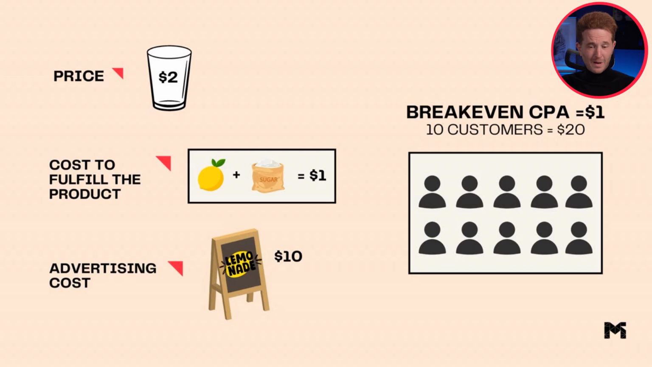So what is my margin? A 50% margin. $2 is my revenue per cup of lemonade sold. $1 is my COGS, my cost of goods sold, or my cost to fulfill the product. There's no shipping cost. It's a lemonade stand on the side of the road. Great. So my break-even CPA is very simple. It's $1. It's the revenue I generate for a sale minus the costs of getting that item into a customer's hand, including the materials, manufacturing, labor, shipping. If it's a service-based business, it's the machinery, it's the technology.